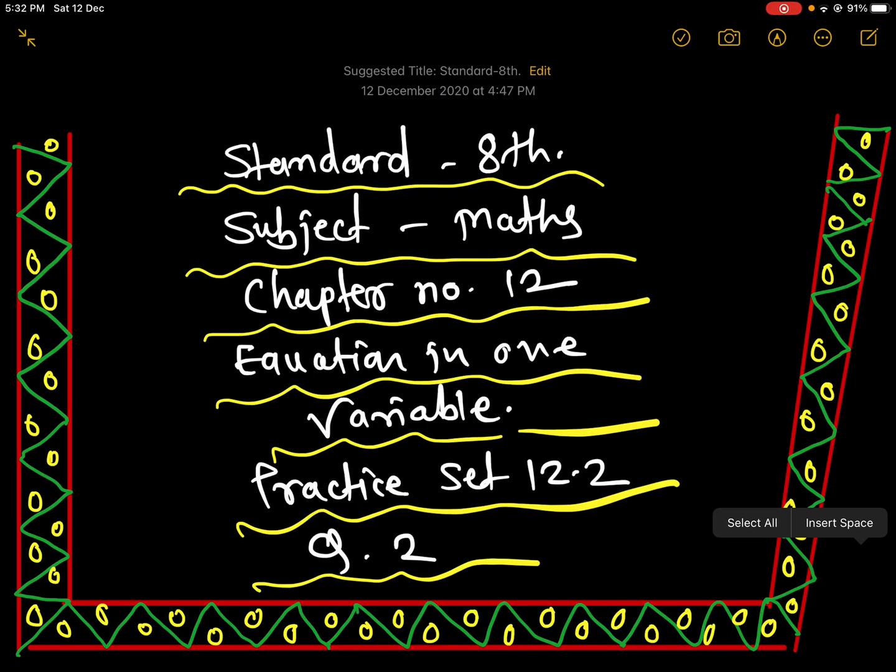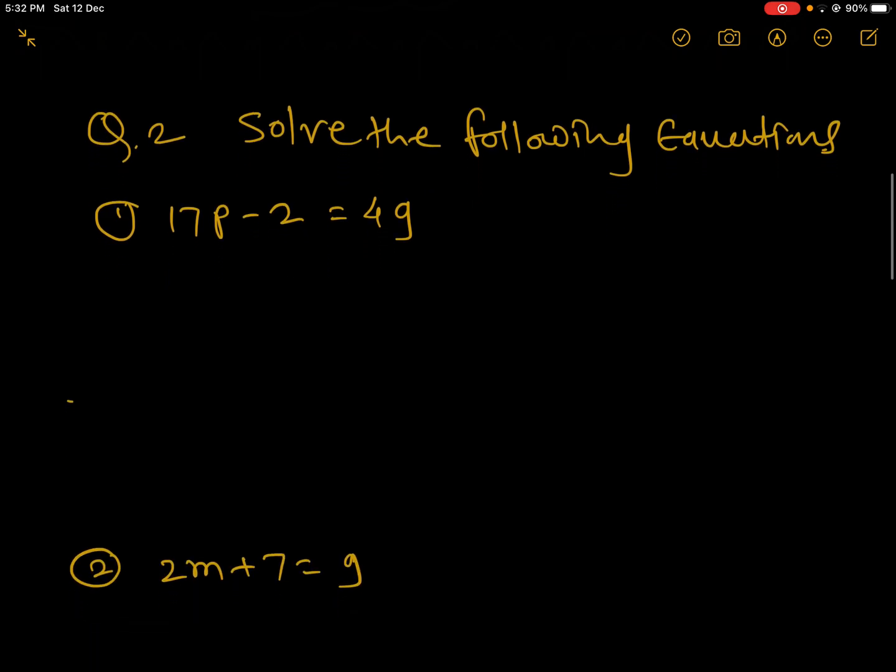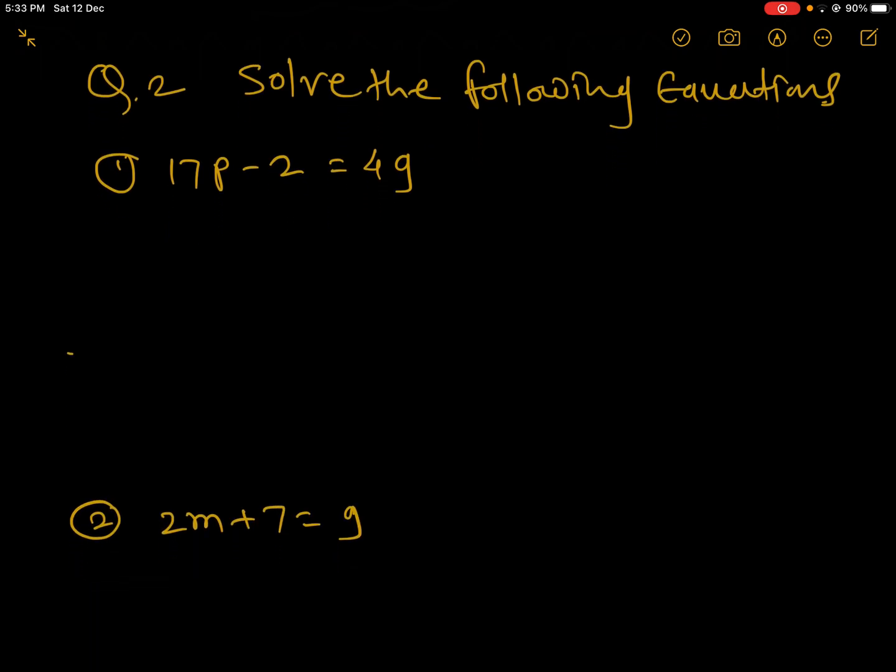Standard 8, Subject Maths, Chapter number 12, Equation in one variable, Practice set 12.2, Question number 2. See the example. Solve the following equations. First equation is 17p minus 2 equal to 49. Here we have to calculate the value of the variable.